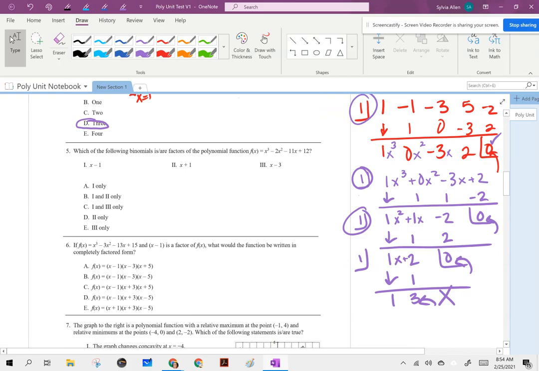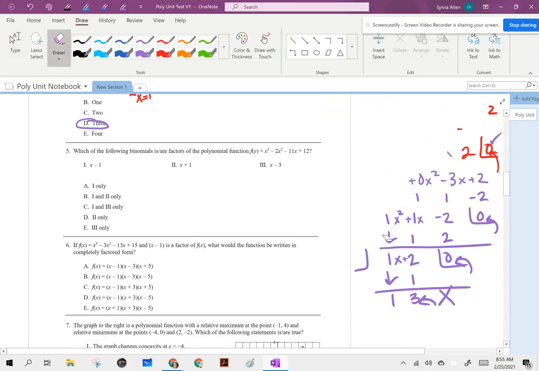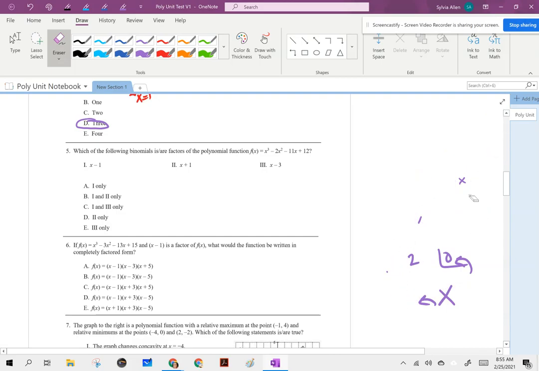All right, number 5, it says, which of the following binomials are factors of the polynomial function f of x? Well, there's a couple of ways to do that. We could do synthetic division. Or you can evaluate. So either you could go f of 1, which means x is 1, x is negative 1, or x is 3. So you could either evaluate.